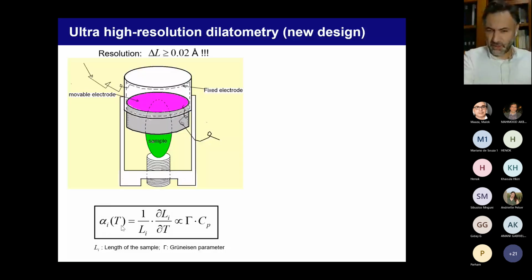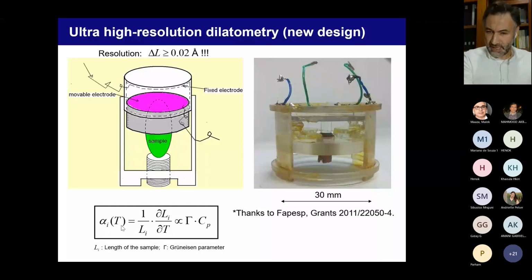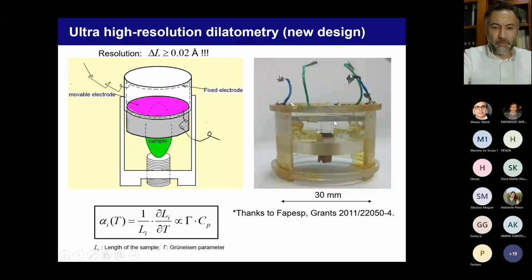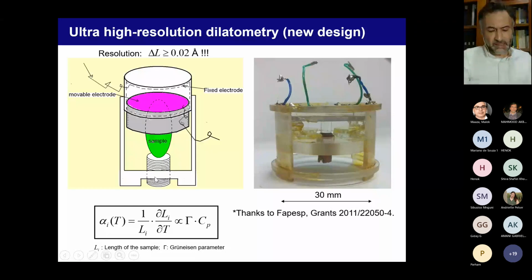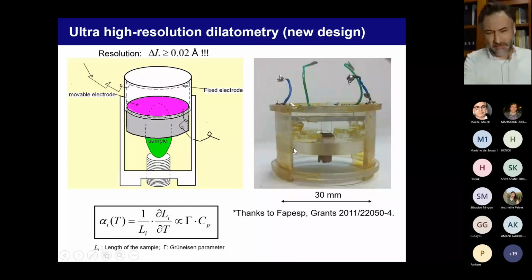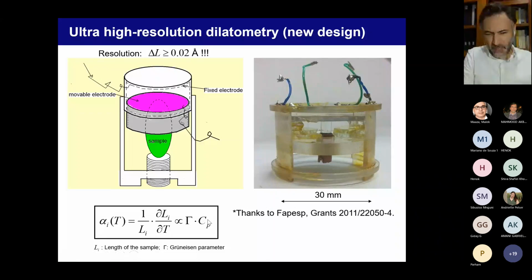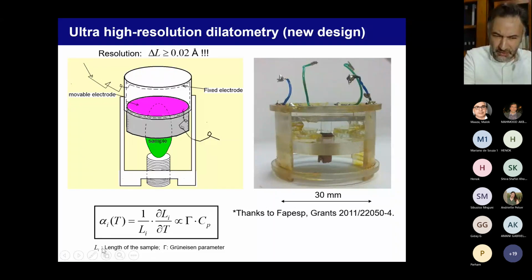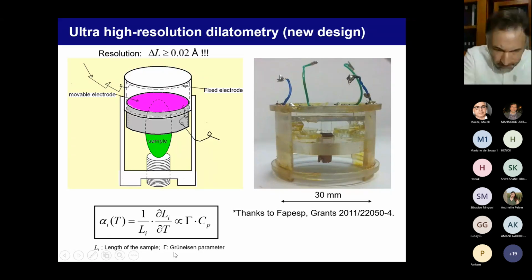And now I show you a picture of how our dilatometer cell looks like. Here is the fixed electrode, and here is the movable plate or electrode, and the sample is located exactly in this direction here, in this region. So I have to emphasize already that the thermal expansivity is proportional to the heat capacity at constant pressure by means of the so-called Grüneisen parameter, indicated here by gamma.